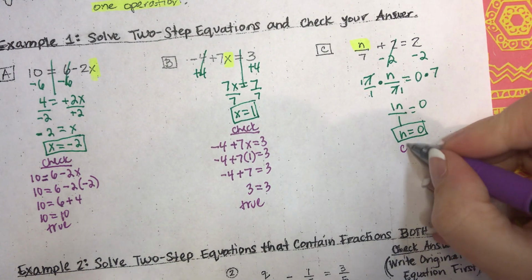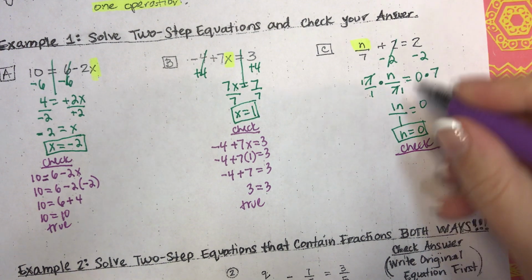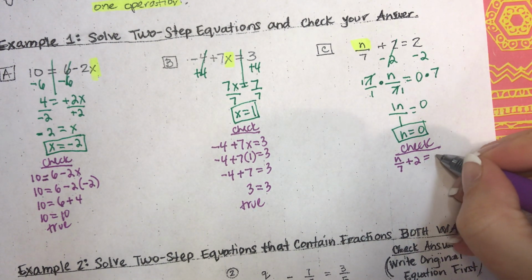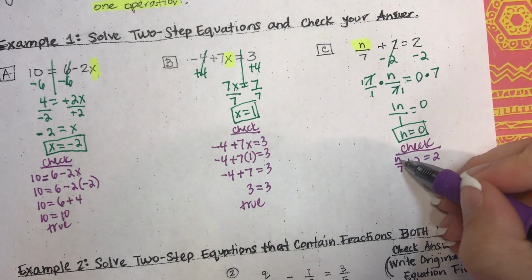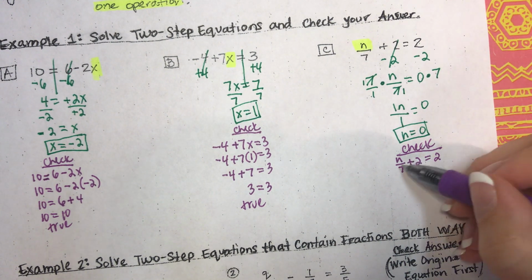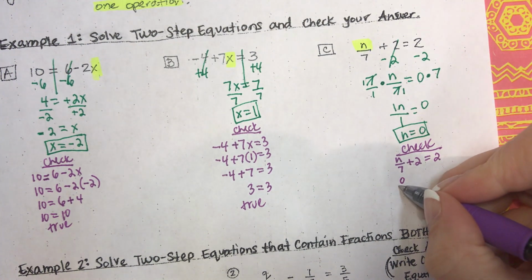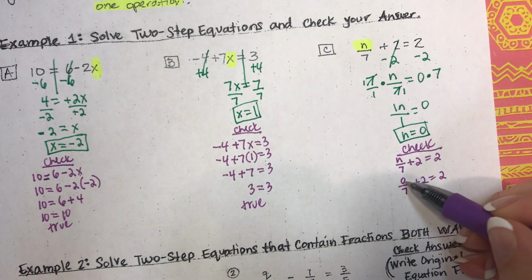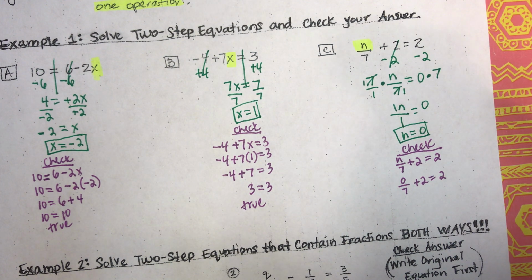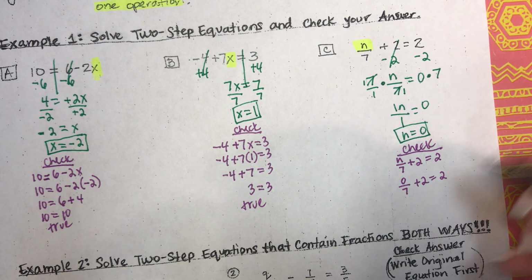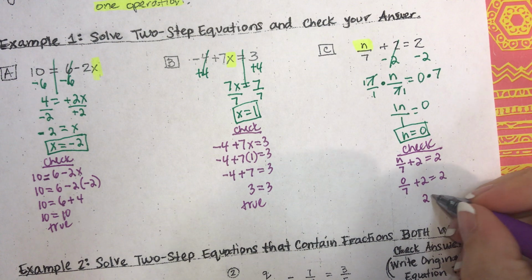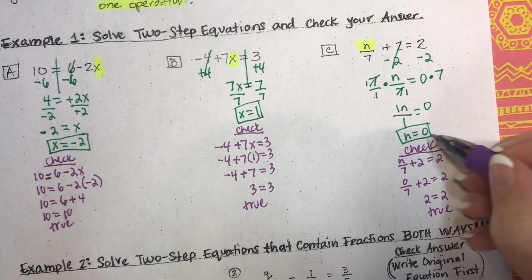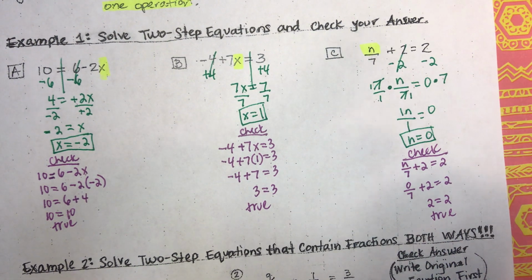So I'm going to write the word check. I'm going to write that original equation, n over 7 plus 2 equals 2. I'm going to substitute the 0 in for n, and I'm going to have 0 over 7 plus 2 equals 2. 0 divided by 7 is just 0. So this all just ends up being 0 plus 2, which is 2 equals 2, which is a true statement, which means our solution, n equals 0, is the solution to our original equation.